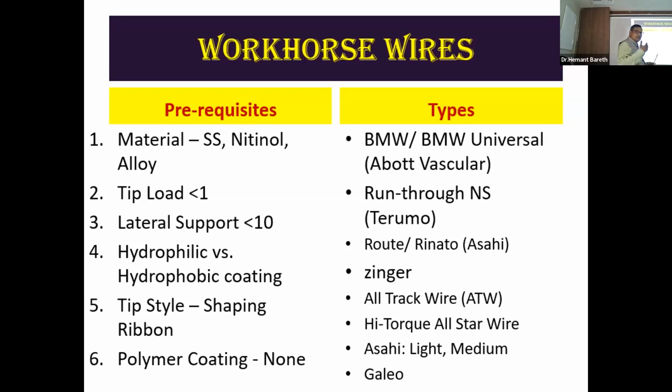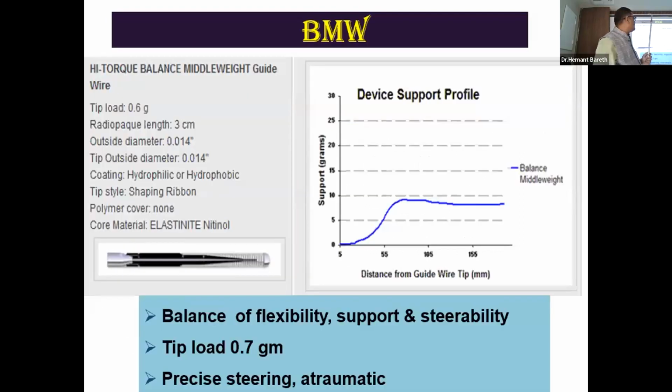Some people use it, as I said, it has a higher tip load. The only difference is the lateral support of an Ultimate wire is about 20. But many experienced interventional cardiologists use it because they are generally doing calcific, highly fibrotic, old lesions, and therefore many of them prefer that wire. It is not commonly a workhorse wire. It is mostly a wire used for those tough lesions. BMW and Runthrough are the commonest workhorse wires that we have.